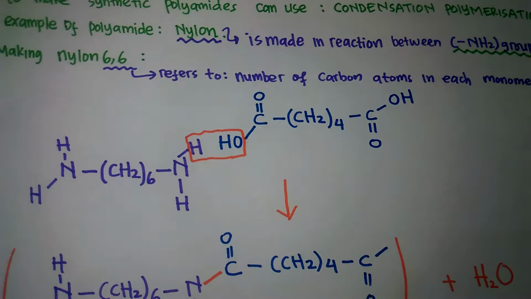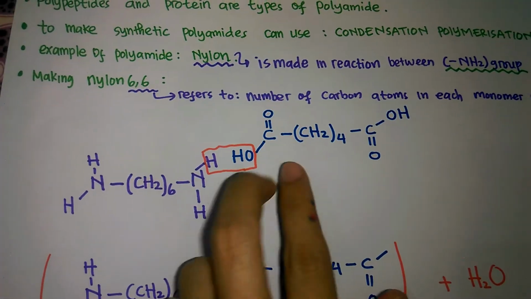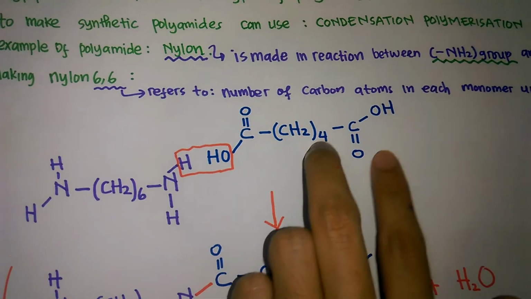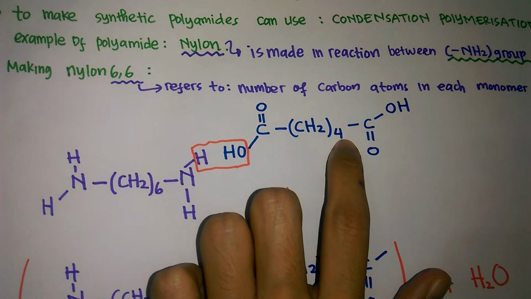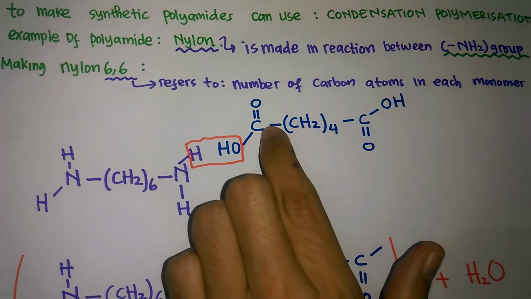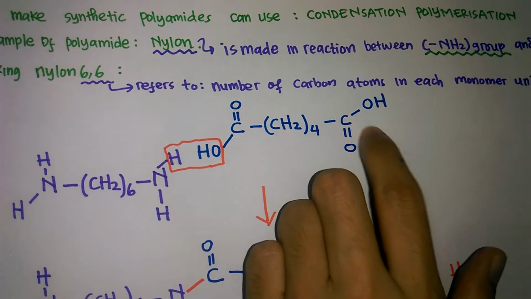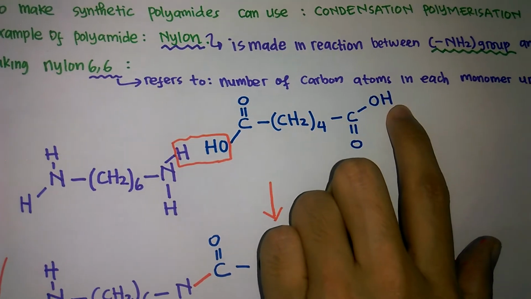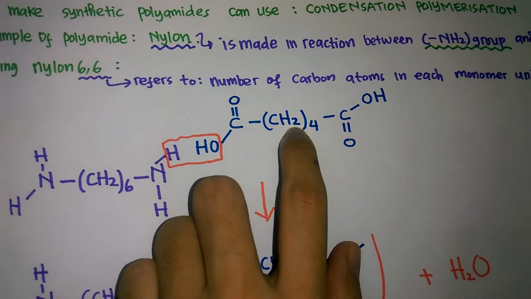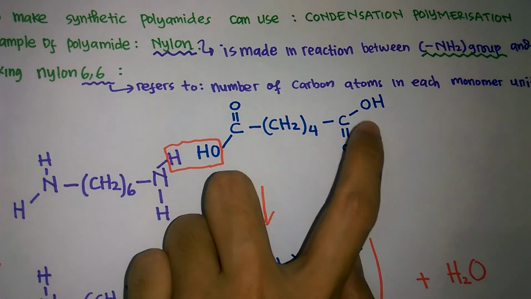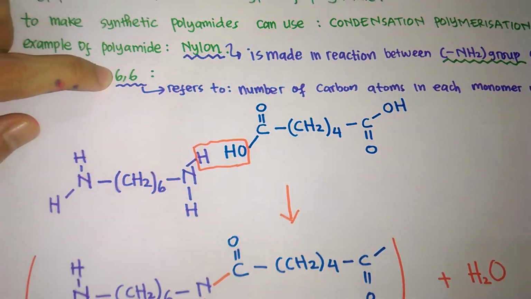Okay, let's see. We have 2 monomers here. So this is the first monomer: CH2 4 times connected with COOH and another COOH on the other side. So in total we have 1, 2, 3, 4, 5, 6 carbons. So that's why we have 6 here.